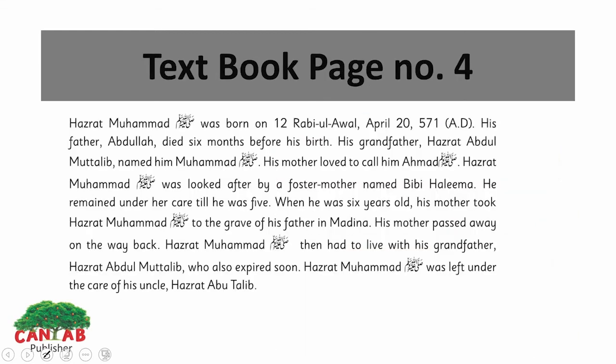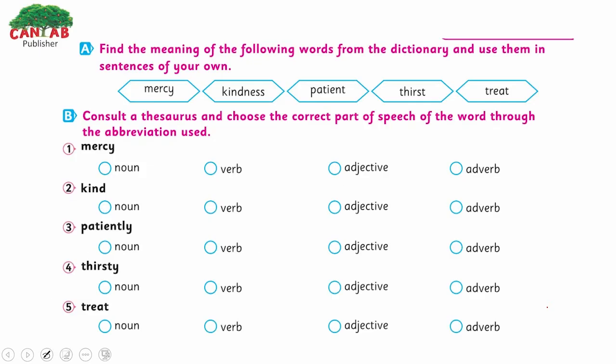Dear students, if you look at the page number 4, you will find a first paragraph of unit 1. Here, if you read it carefully, you can find so many examples of parts of speech that we have discussed in detail. Now let's move to the exercises. We have 2 sections here, section A and section B. What it says: find the meaning of the following words from the dictionary and use them in sentences of your own.